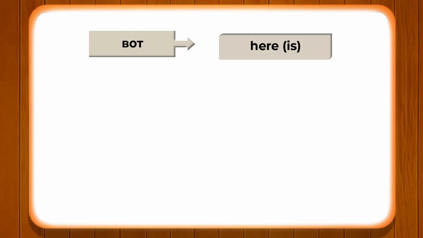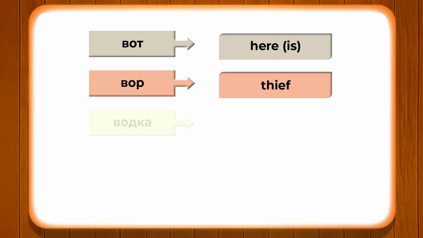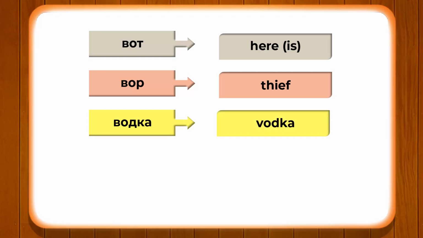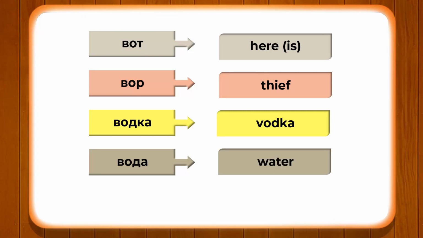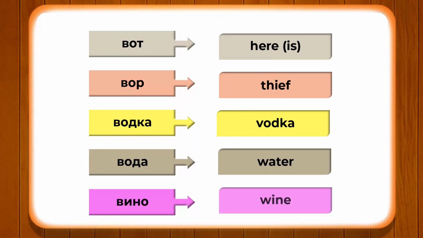Here we have the words which we have just done. Now understand their meaning in English. Vot means here, vor means thief, vodka, it's a drink's name, vodka, which is very popular in Russia. Then vada means water and vino means wine.